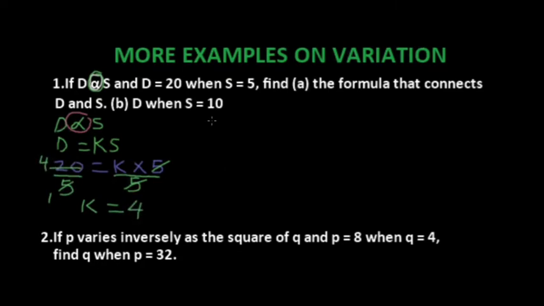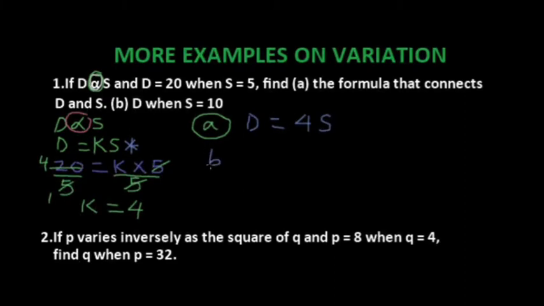Now, first question says, find the formula that connects them together. We will always get the formula that connects them from the second step, which is this place, and that becomes D equals the value of our constant K. We got 4 and we have S. So this is the formula that connects D and S together.